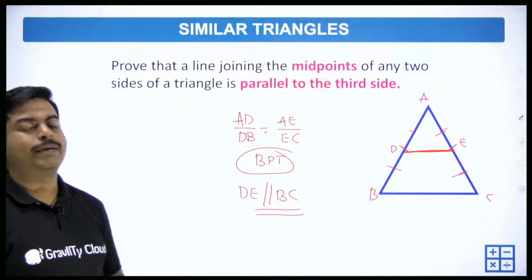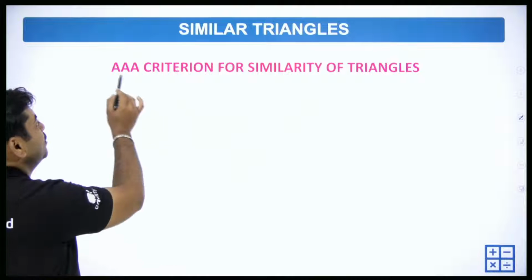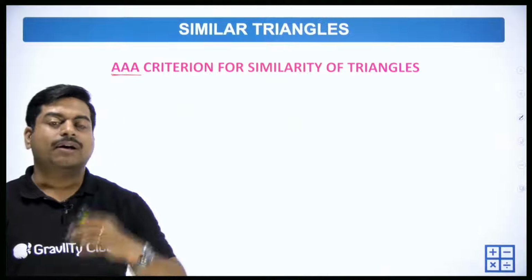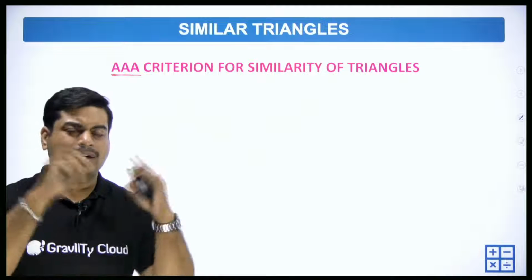Let's move to one more question based on this basic proportionality theorem. What is that? AAA criteria for similarity of triangles. In the congruency of triangles, which you have learned in the lower classes, we discussed SAS, ASA, AAS, so different types of congruencies.